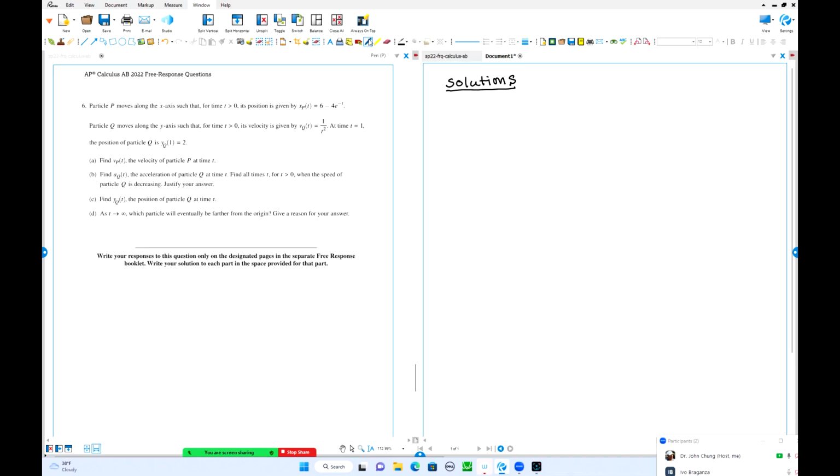All right, take a look at question number 6. Just try to understand what the question is. Particle P moves along the x-axis such that for time t greater than 0, its position is given by x_P(t) = 6 minus 4 times e to the minus t.